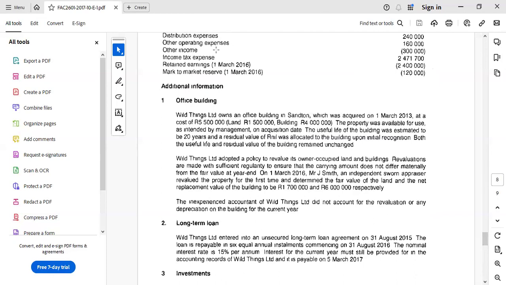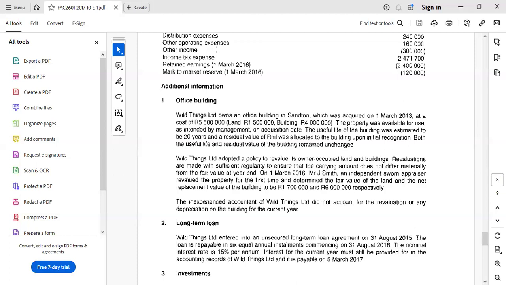Wild Things owns an office building in Sandton, which was acquired on 1 March 2013 at a cost of 5.5 million. Land 1.5, building 4 million. The property was available for use as intended by management on acquisition date. The useful life of the building was estimated to be 20 years, and a residual value of nil was allocated to the building upon initial recognition. Both the useful life and residual value of the building remained unchanged.